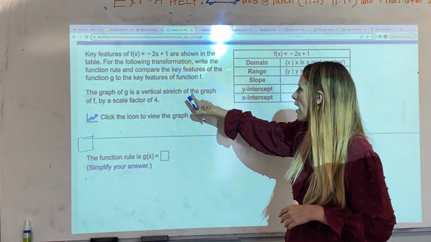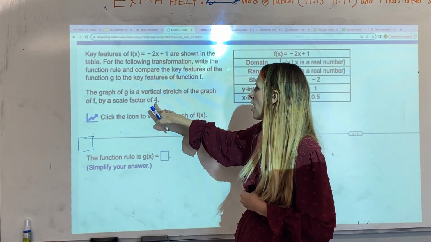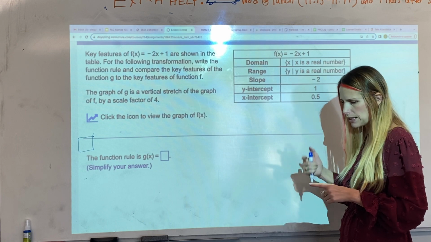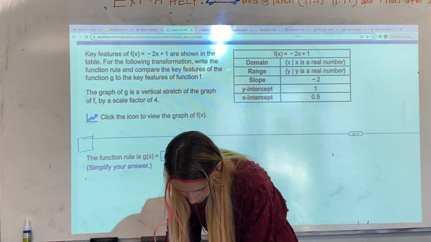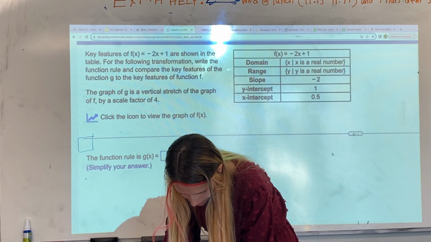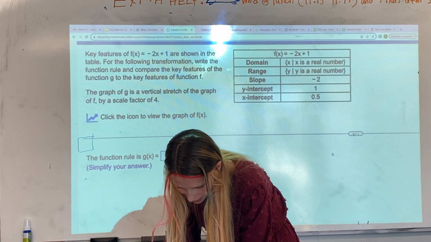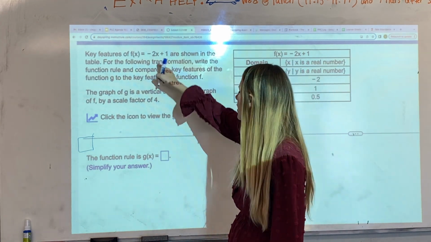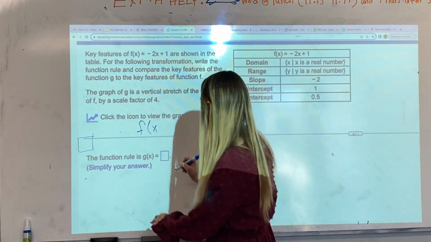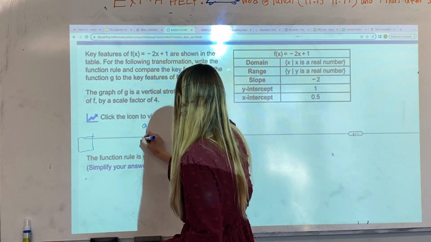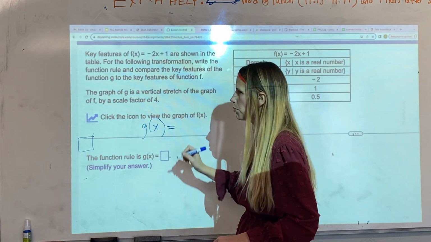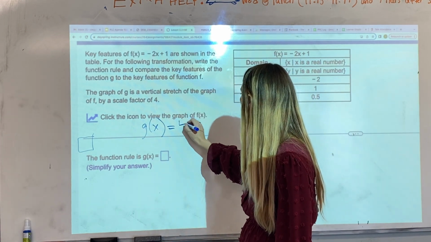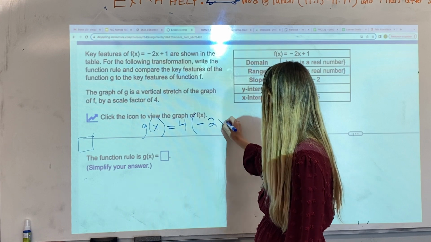It's a vertical stretch of the graph by a scale factor of 4. A vertical stretch with a scale factor of 4, I'm referring to my book because I don't have these memorized, means the entire output is being multiplied by 4. So g of x would be multiplying the entire output by 4. So it'd be 4 times negative 2x plus 1.